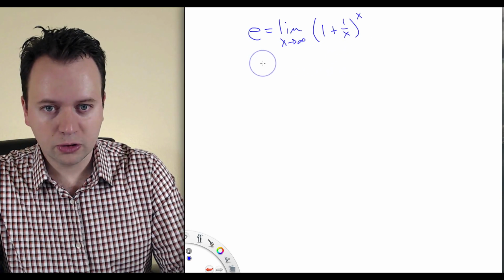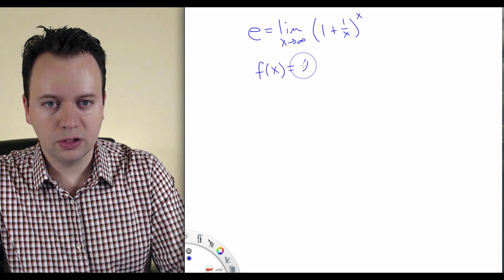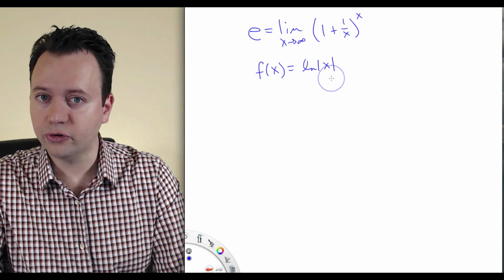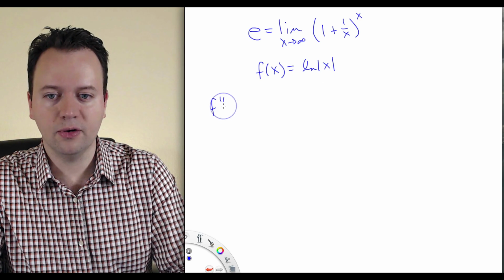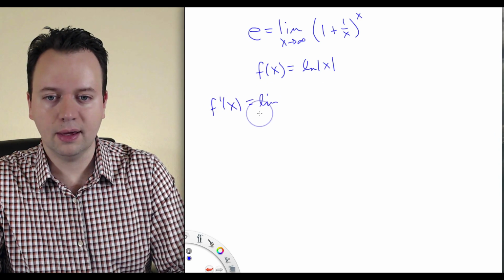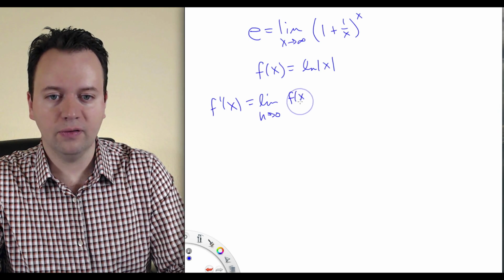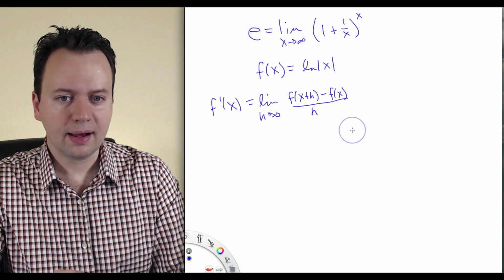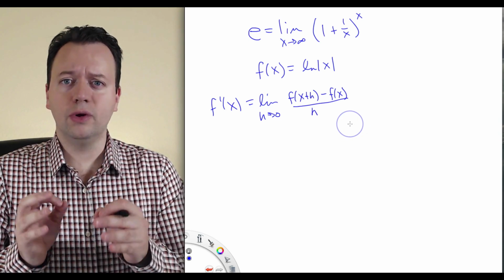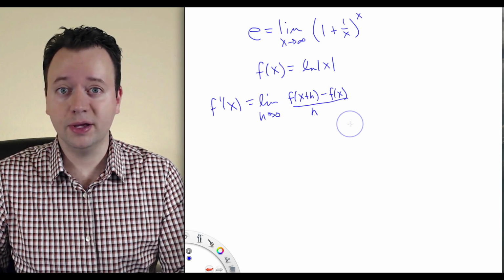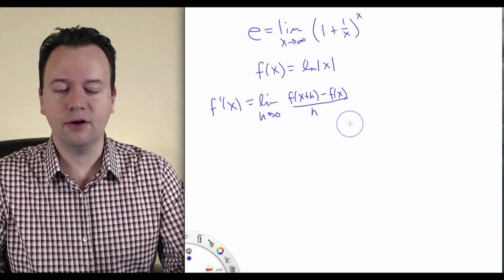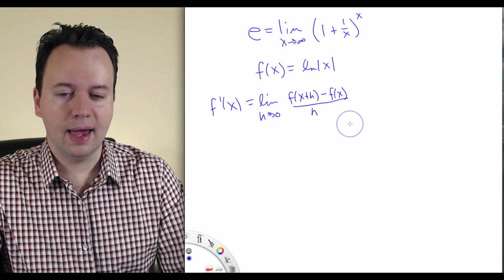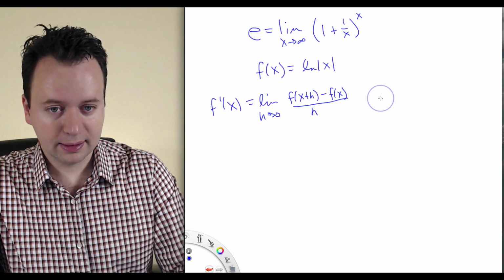Now, the function we're trying to differentiate today is just the natural log of x. To do this, we start with the definition as we always do. f prime of x is going to equal the limit as h goes to 0 of f of x plus h minus f of x over h. This is just the limit definition of the derivative. We take our function f of x, plug it into the limit definition, and try to simplify it.